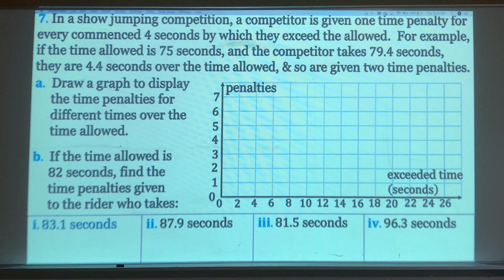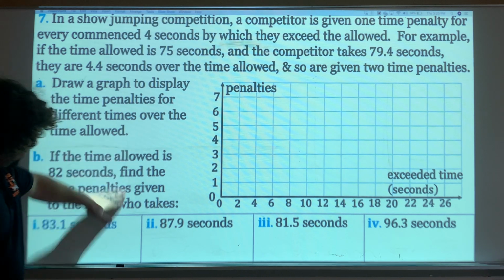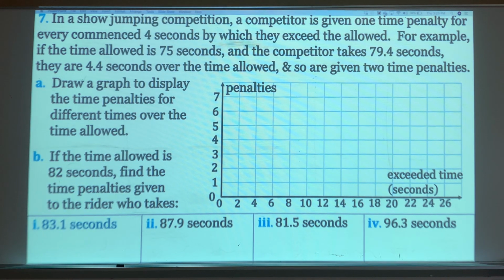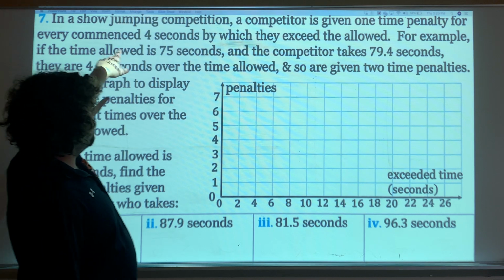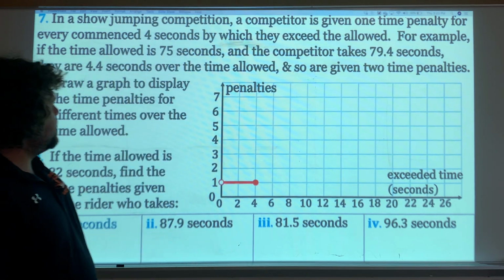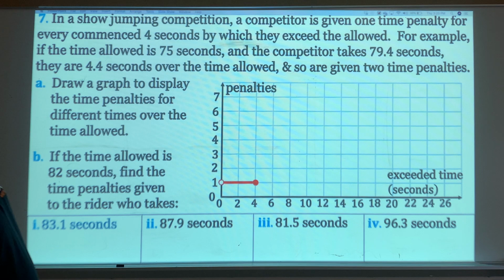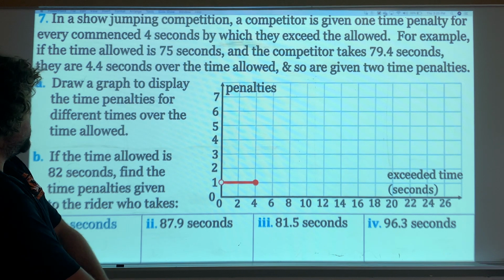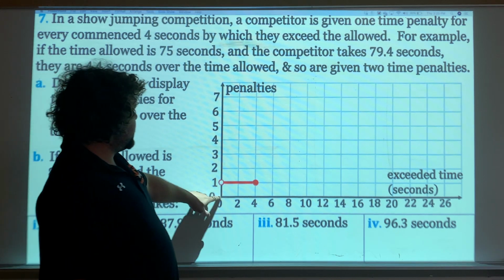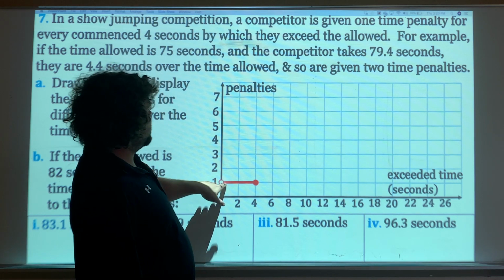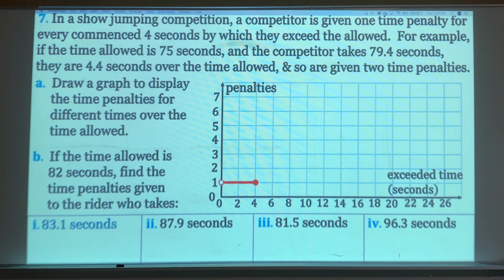So let's do the first thing. We're going to draw our graph. Step away so you can see. And now let's draw it. Given a one-time penalty for every 4 seconds which they are over the time allowed. So, 4 seconds, they're given a 1-point penalty. All right?